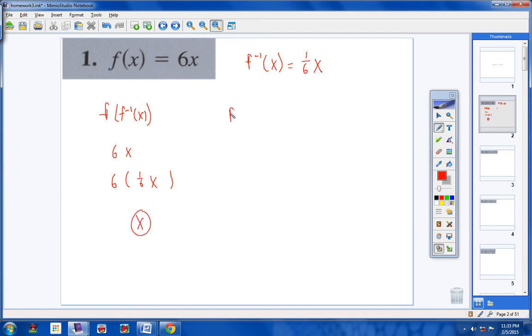Now we're going to find f inverse of f of x. So we're going to start with our f inverse function, which is 1/6 x. Where the x is, we'll put a big parentheses, and inside that we're going to put 6x. Now 1/6 times 6 over 1 is going to give you 1x, or x. So we're good. Moving on to number 3.